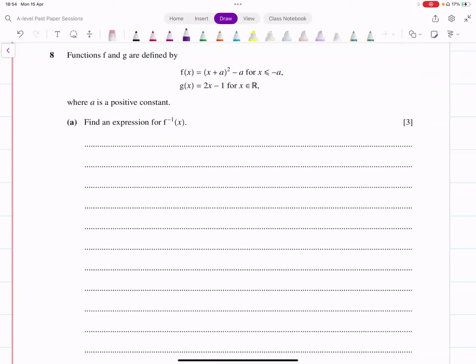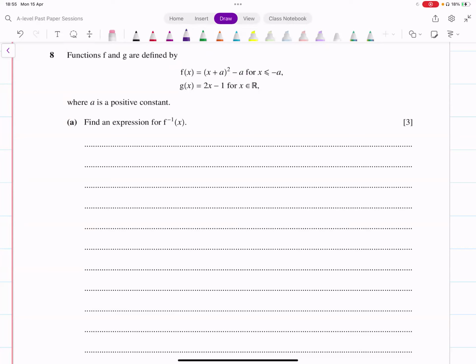Okay, so f of x equals x plus a whole squared minus a for x less than or equal to minus a. G of x is 2x minus 1 for x being any real number, where a is a positive constant. Find an expression for f inverse of x. Now it has to be in terms of a, right? Because this is f of x. When you find f inverse, you'll have this a here as it is. It will be in terms of that value of a. So let's do this. How do you start?